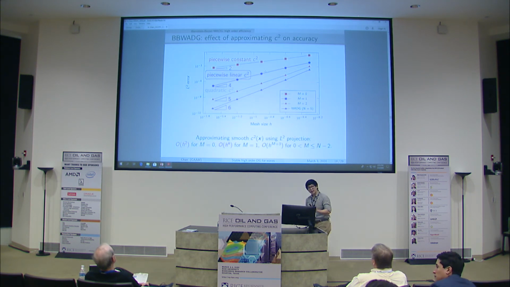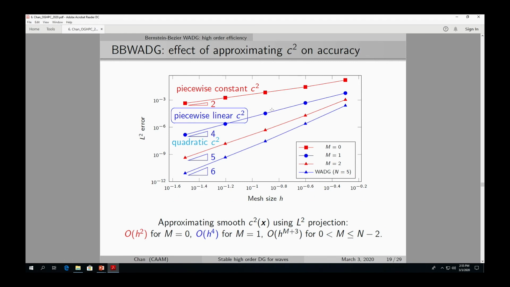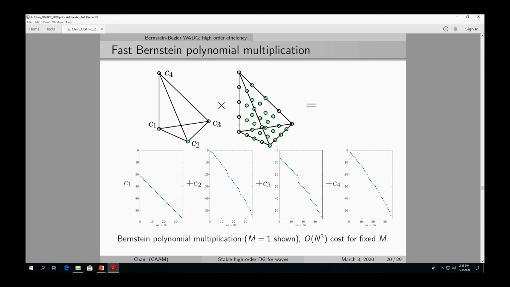So this is, again, work that Kai Hong did, and we were checking to make sure what the accuracy was. You can see here that as you change the degree of approximation of your wave speed, you get different levels of accuracy. But what got us really interested was the fact that polynomial multiplication and projection were fairly fast in a Bernstein basis. So let's say I have a piecewise linear representation of the wave speed on the left, this element with four C's, C1, C2, C3, C4. And on the right, I have some high order representation of the solution on a tetrahedral element.